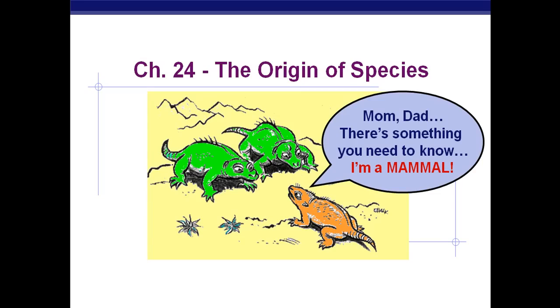So this lecture goes along with Chapter 24, The Origin of Species. So far we've covered how populations change over time and evolve over time, and we've looked at the evidence for evolution. Here what we're going to talk about is how new species arise to begin with from those that already exist. And a cute little cartoon for you here.